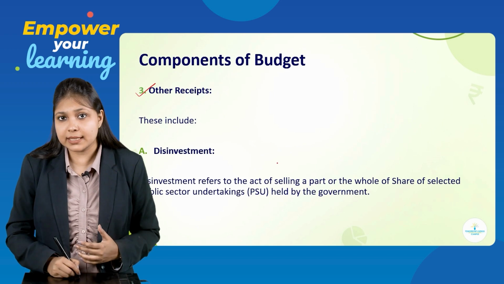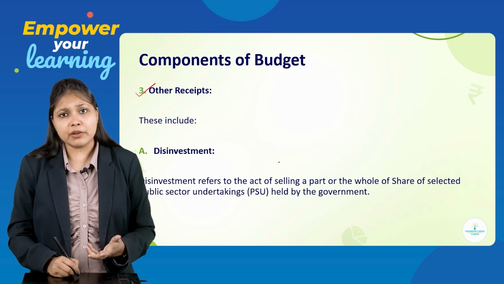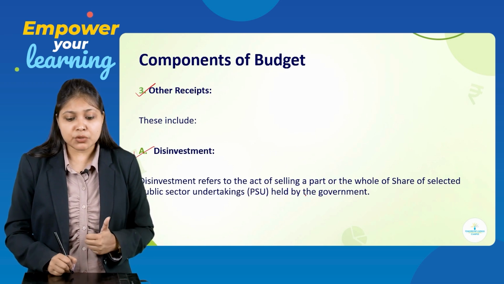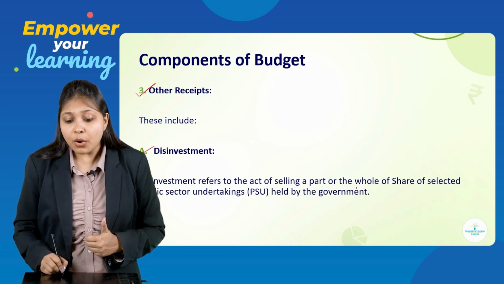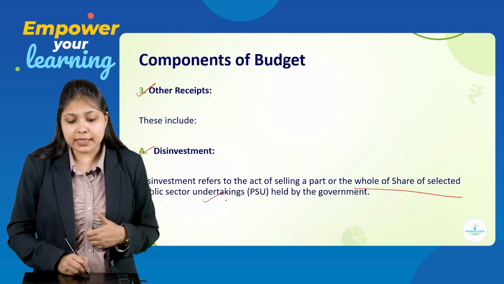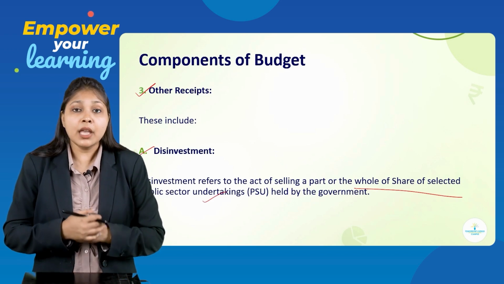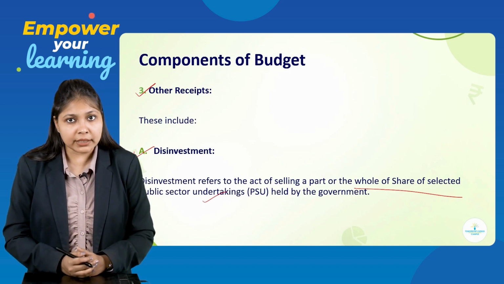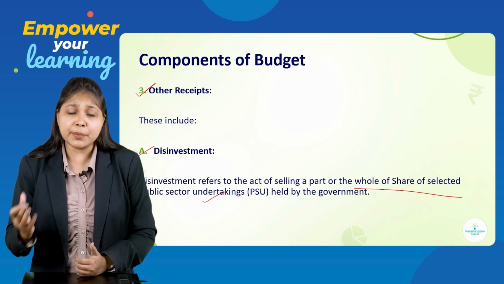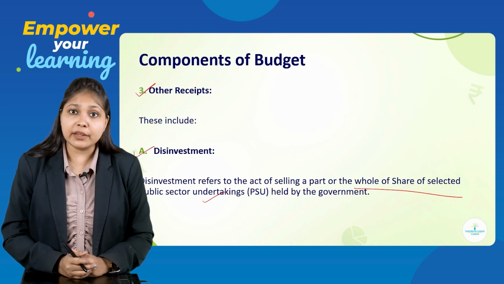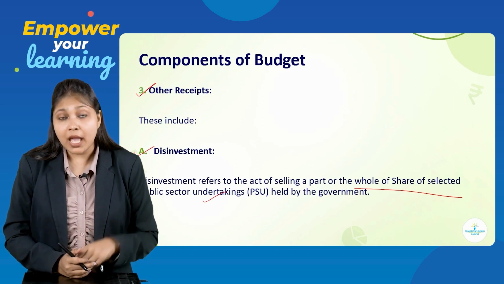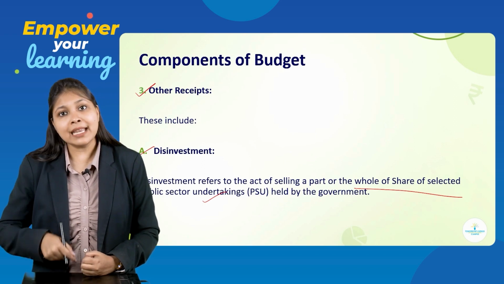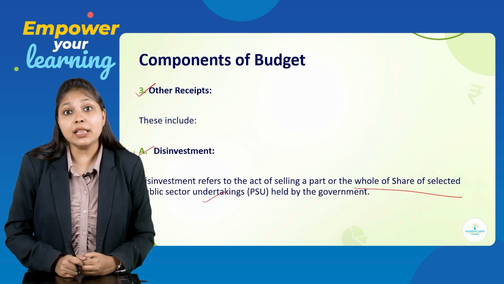Then comes other receipts. Under other receipts, we have several other things, like first is disinvestment. Disinvestment refers to the act of selling a part or whole share of selected public sector undertakings held by the government. Disinvestment means when any enterprise which belongs to the government is getting sold out to the private sector, that particular activity is called disinvestment. Again, here there will be a reduction in the asset of the government. So again, disinvestment is nothing but a capital receipt.